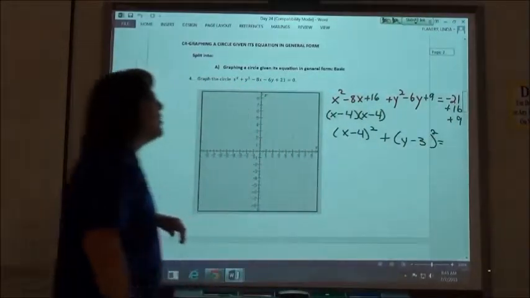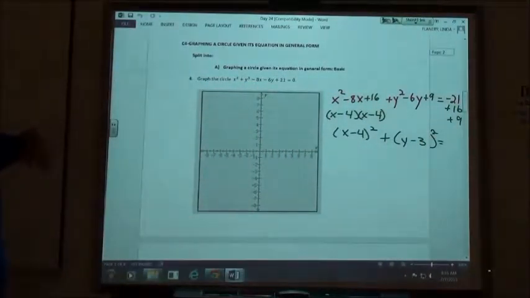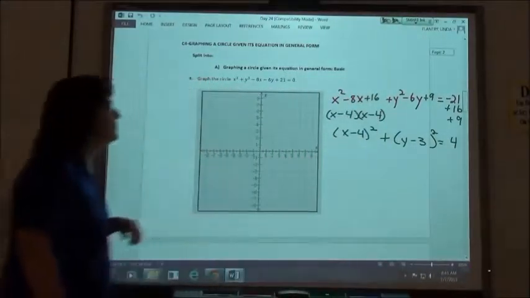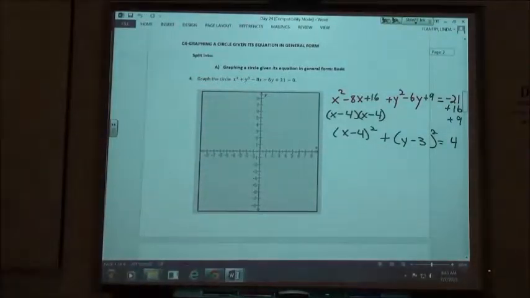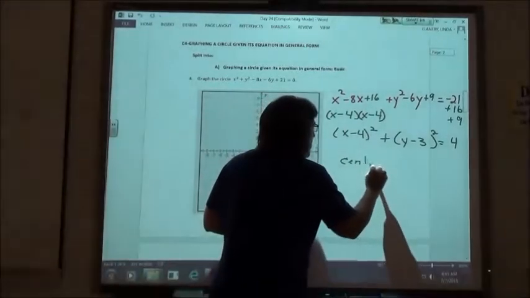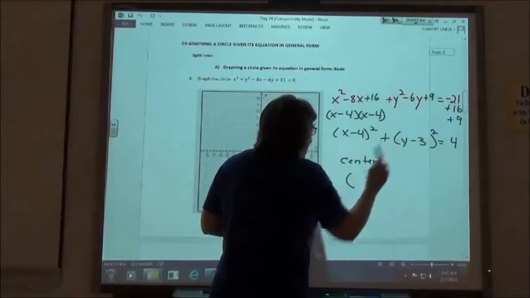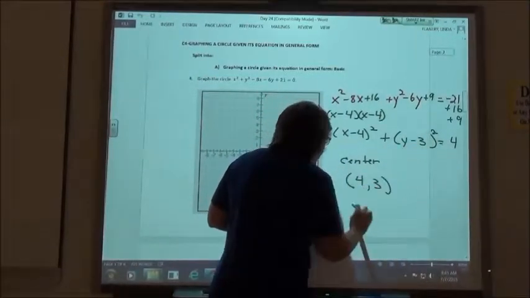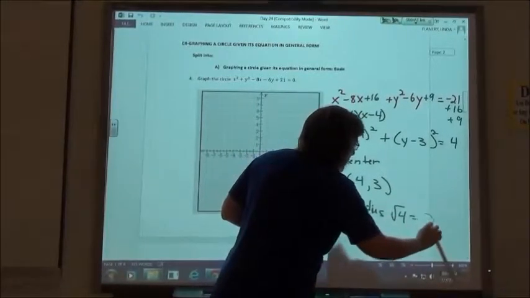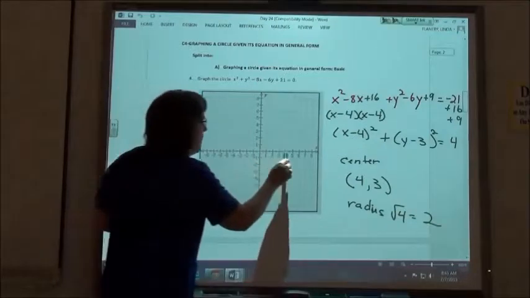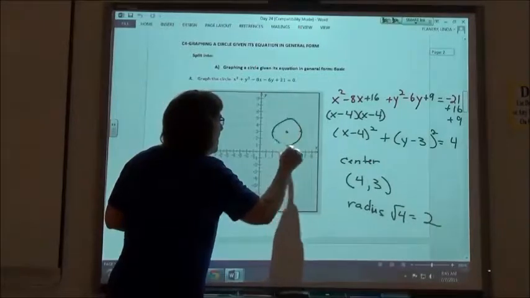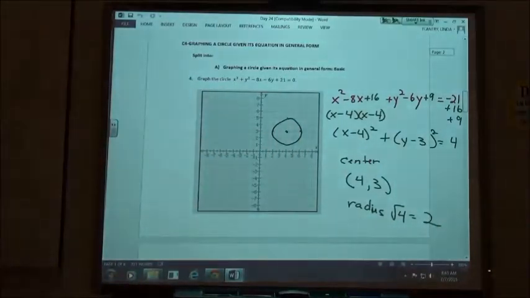And then on the other side, I'm going to do my adding and subtracting. Let's see, 16 and 9 is 25. 25 minus 21 would be 4. Now I have my equation in standard form. I can pick out my center and my radius. So my center would be at positive 4 and positive 3. My radius is the square root of 4, which is 2. So over 4, up 3 with a radius of 2. And I have my circle.